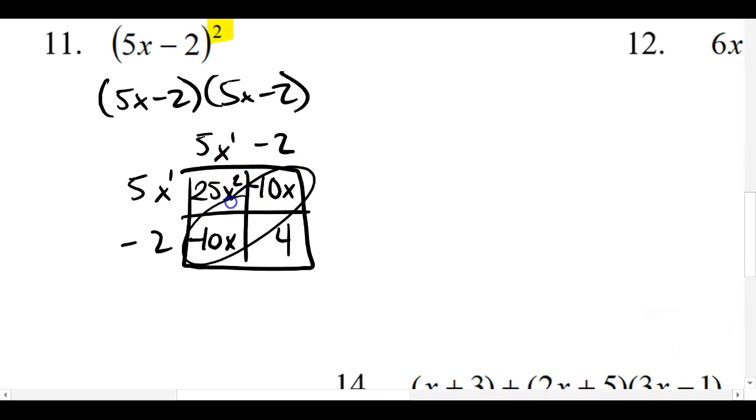Now, we have those two terms that are the same. And we start with our highest exponent value, so that's 25x squared. And then we have negative 10x minus 10x. Well, that makes us a bigger negative. And then, so it's minus 20x plus 4.